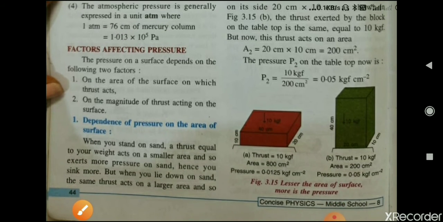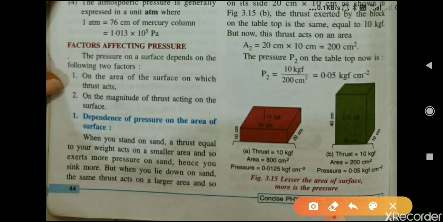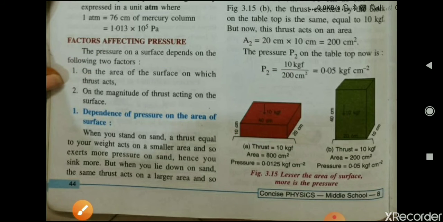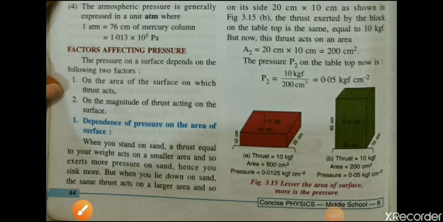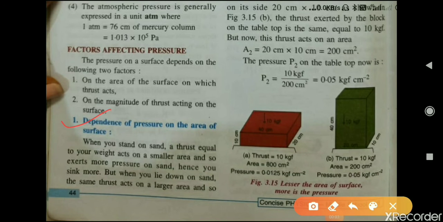What are the factors that affect the pressure? The pressure on a surface depends on the following two factors. First one is the area of the surface on which the thrust acts. Then the magnitude of thrust acting on the surface. So now we will discuss these two factors one by one.